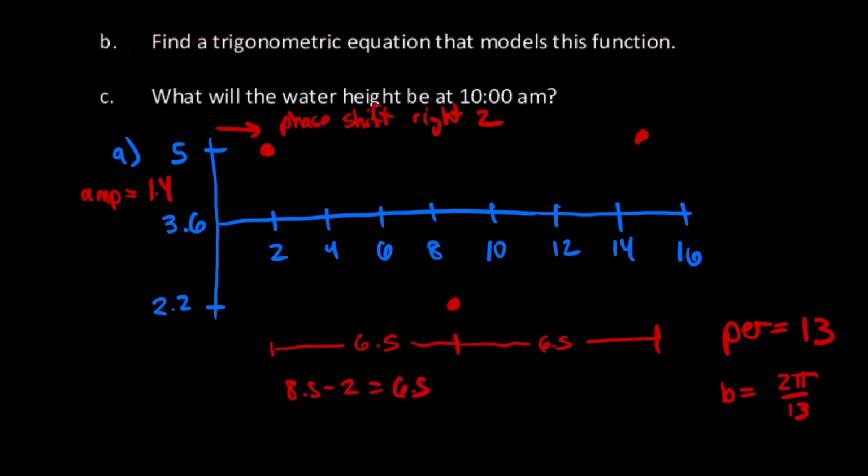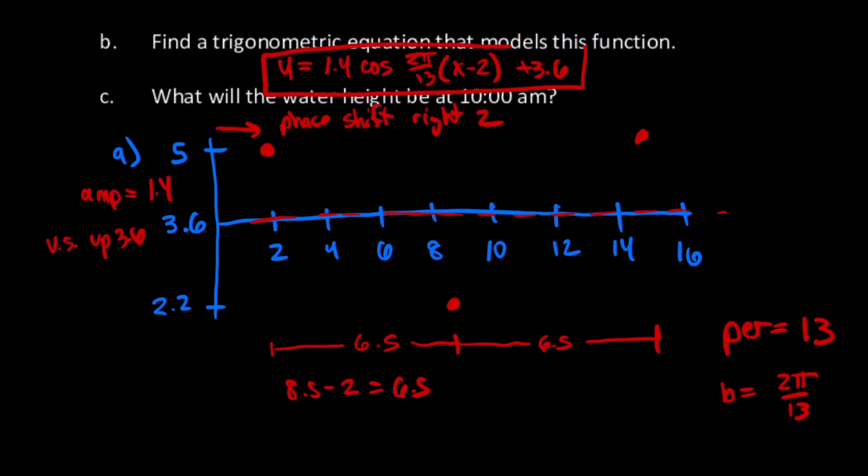Find a trig equation that models this function. Okay. Y equals, I said it's a positive cosine. Amplitude is 1.4. Cosine. My b value is 2 pi over 13. Times, there's a phase shift right 2, x minus 2. And there's a vertical shift. I didn't even label that, but notice here's my midline. A vertical shift up 3.6, plus 3.6. Okay, so it's quite a bit of work to get that.